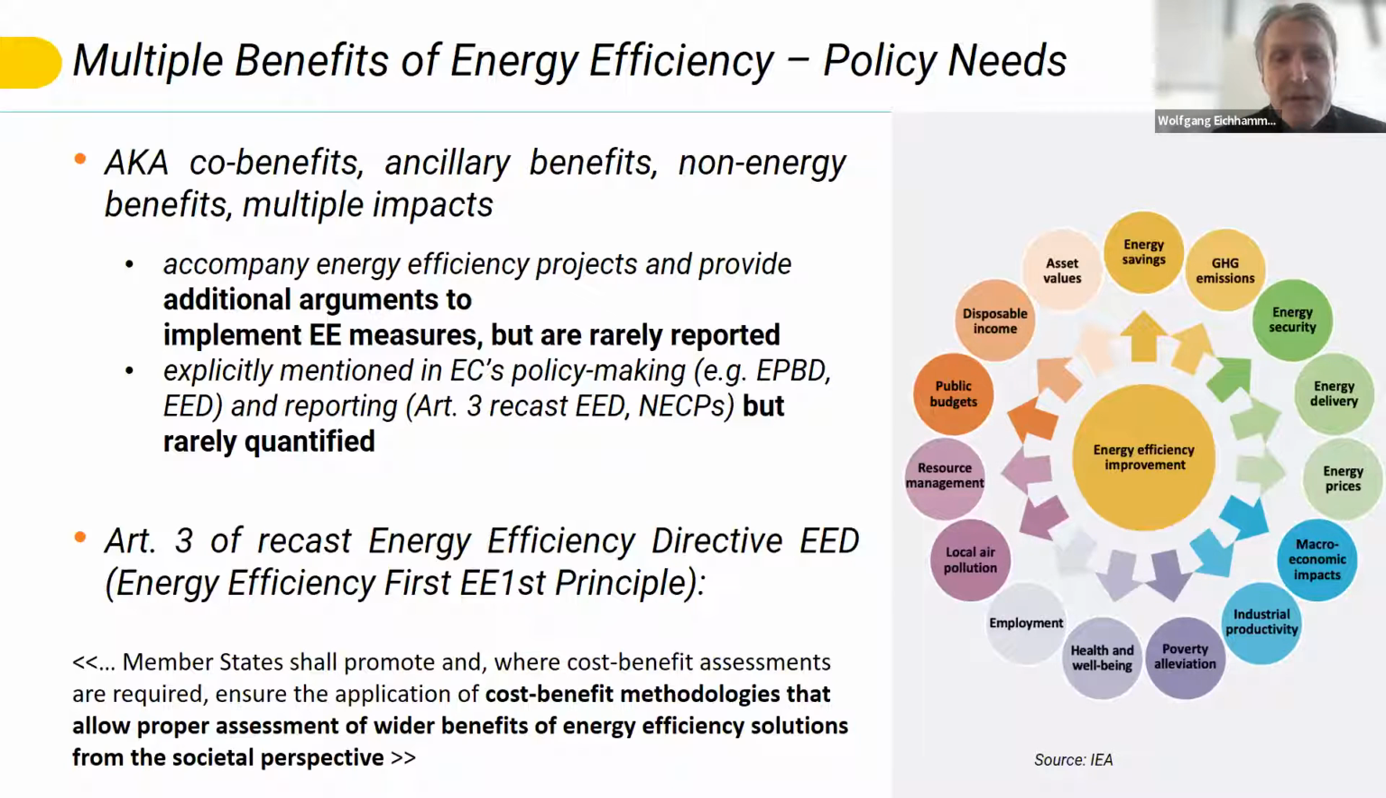Now, in Europe, we are currently working very heavily on our different policy frames for energy efficiency, and notably the Energy Efficiency Directive, EED. And one important change that has been introduced in the Energy Efficiency Directive is Article 3, which is pointing to the energy efficiency first principle. This principle stipulates that wherever it is reasonably possible, energy efficiency should have priority compared to supply options. And this is the reason why the directive also advocates that member states should introduce cost-benefit assessments and methodologies which allow a proper assessment of wider benefits of energy efficiency solutions, in particular from the societal perspective.